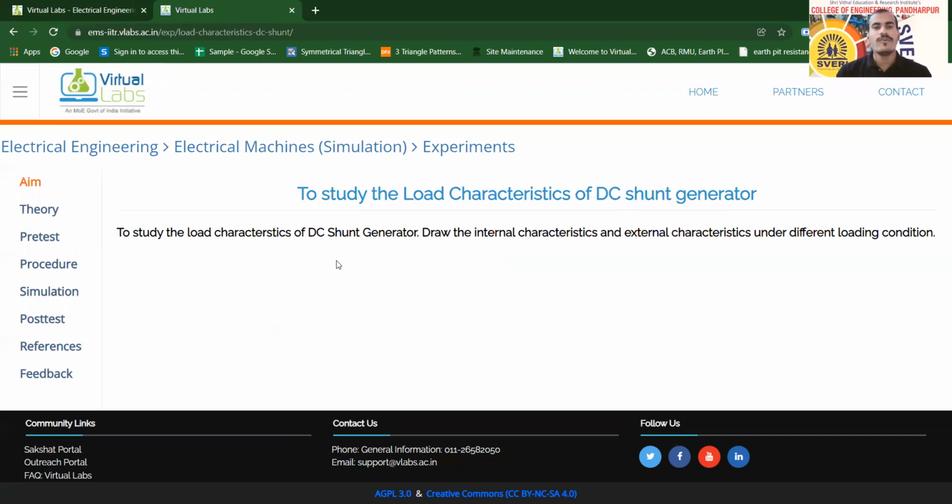Let us go for the practical. Here you can see the aim of the practical: to study the load characteristics of the DC generator, and draw the internal and external characteristics under different loading conditions. Whenever we study the load characteristics of a DC generator, we have to apply various loads. How to apply them virtually, I'll also discuss in the next 5 to 10 minutes. Before the main aim of our practical, we'll go through a little bit of theory.